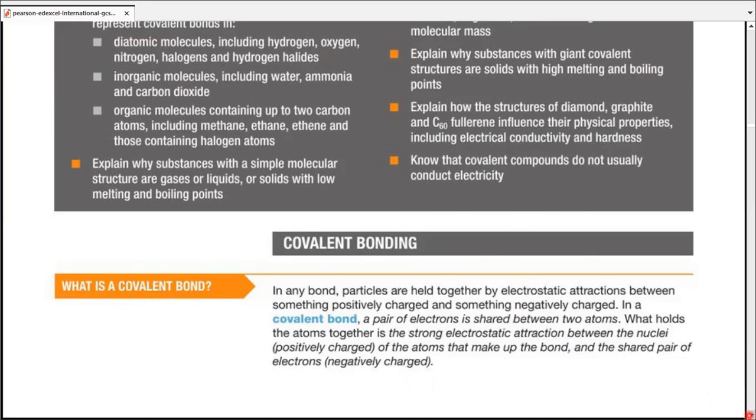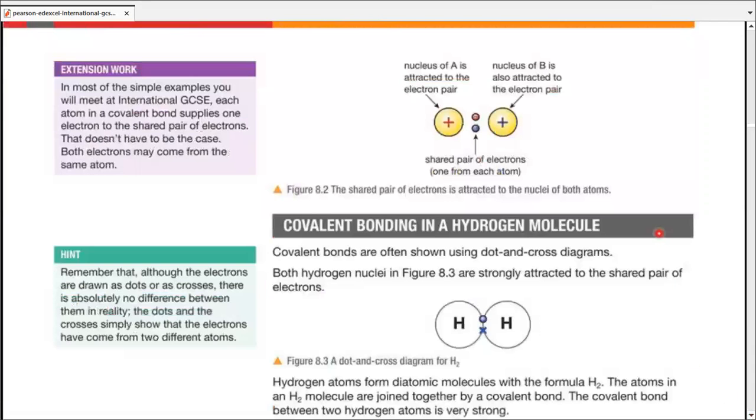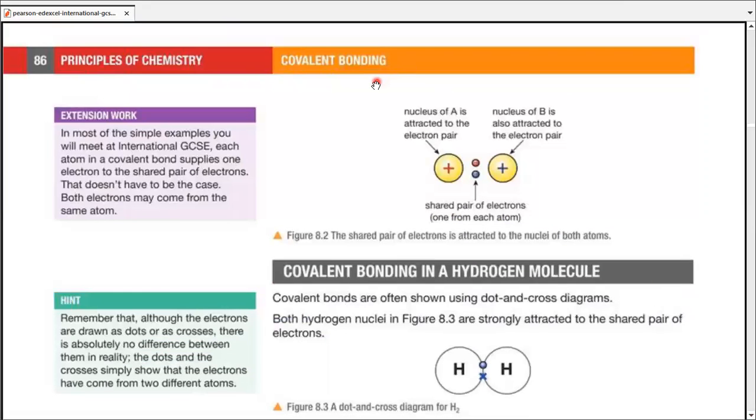In fact, I guess the example is present on the next page. Yeah, there we go. So take a look. What we are going to do is discuss this example and count the attractive and the repulsive forces to give you a good idea how this bond exists. Now, there is an A nucleus which is attracted to the electron pair, and there is a B nucleus which is attracted to another.